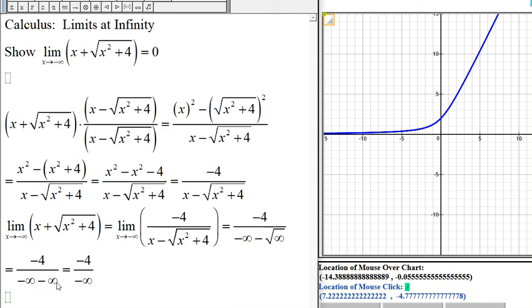Infinity minus infinity would be indeterminate, but this is negative infinity, because we know this is something large and negative minus something large and positive, and so we end up with negative infinity. And then any constant divided by infinity is going to be 0. And so that's how we show that the limit is equal to 0.